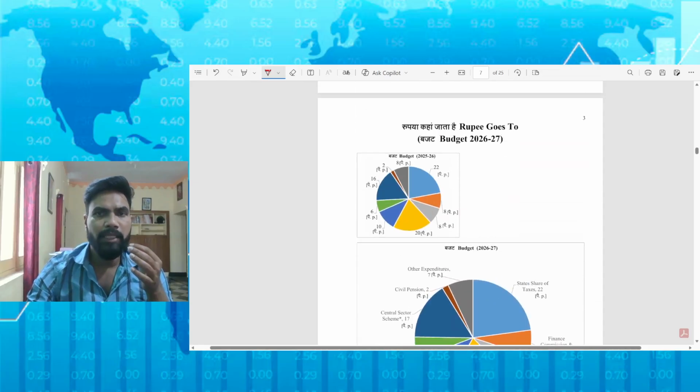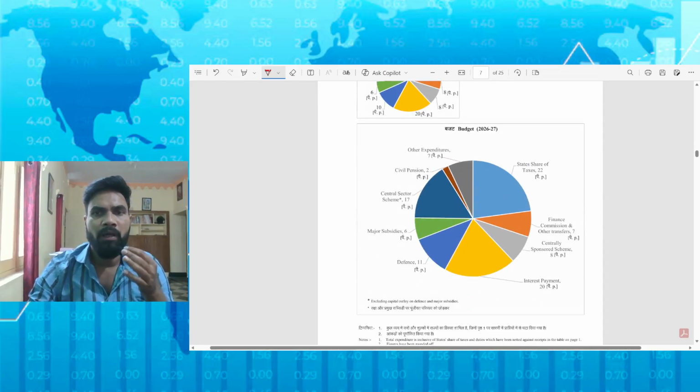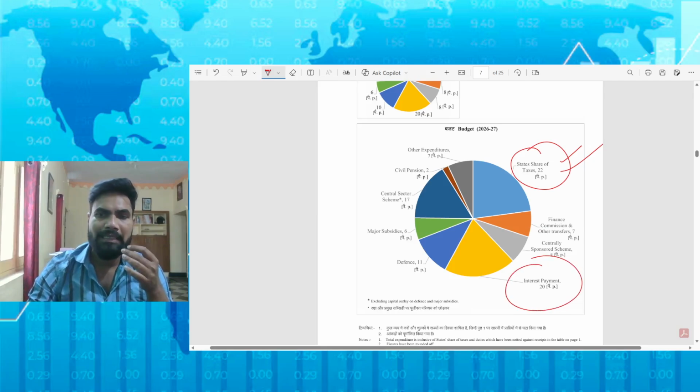Then, if you see the expenditure, roughly you can say this is where the rupee goes. The highest is the states' share of taxes, the highest component in the central government's expenditure, at 22%. The next highest expenditure is towards interest payments by the central government. The central government is borrowing a lot of money, so it has to pay interest on that, right? Towards that, 20% of the government expenditure goes.